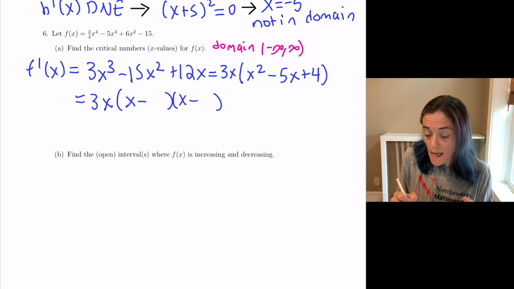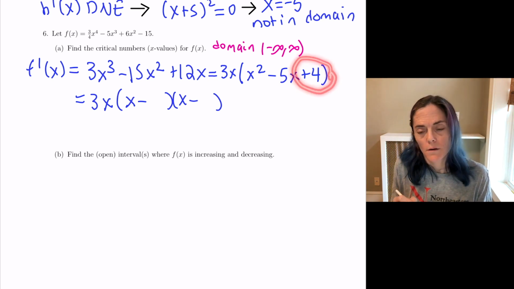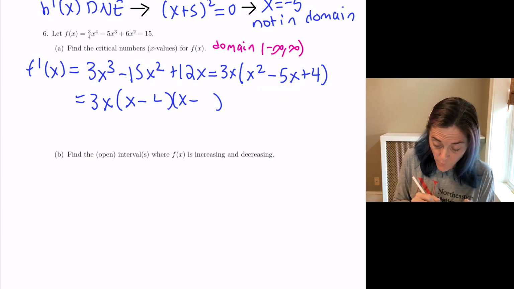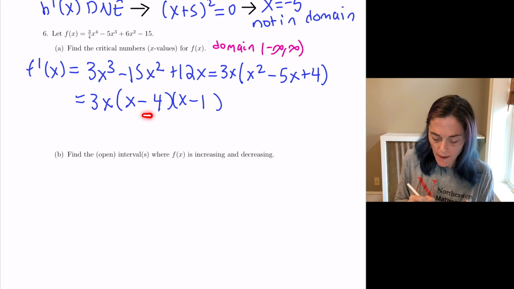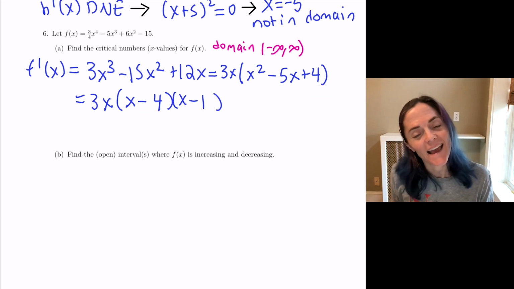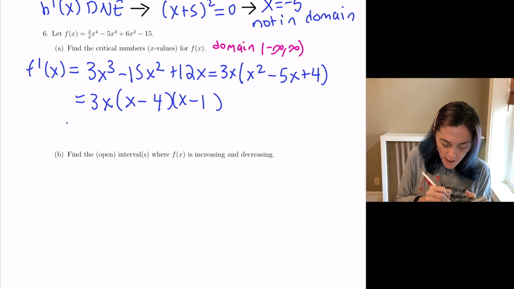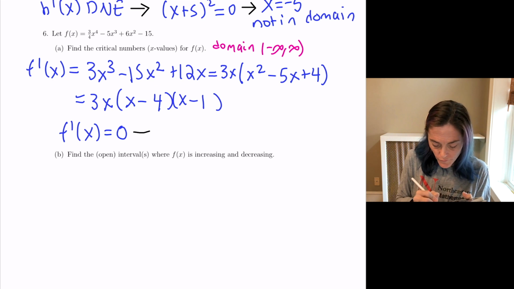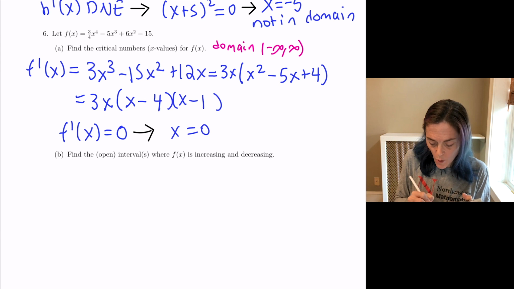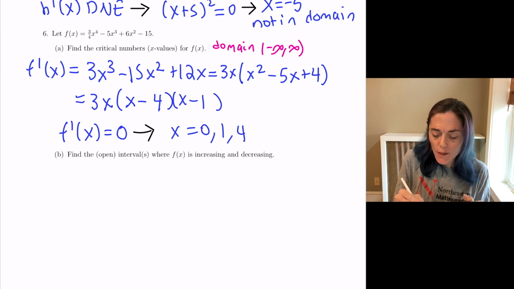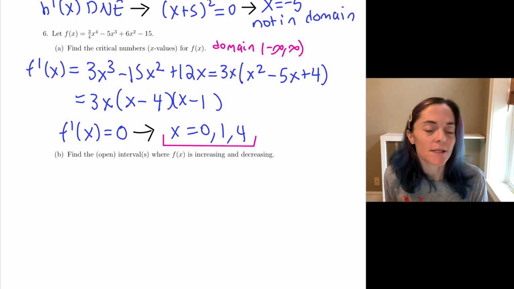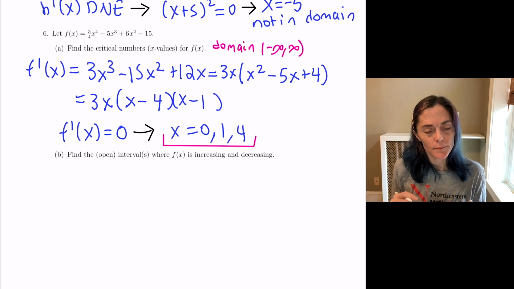I need two numbers that multiply to positive 4 and add to negative 5. How about minus 4 and minus 1? Let's check. We multiply positive 4, we add negative 5. So my derivative is 0 at 3 values. It happens at 0, 1, and 4. And note that the derivative exists everywhere. So the DNE part of critical numbers doesn't come into play in this example.